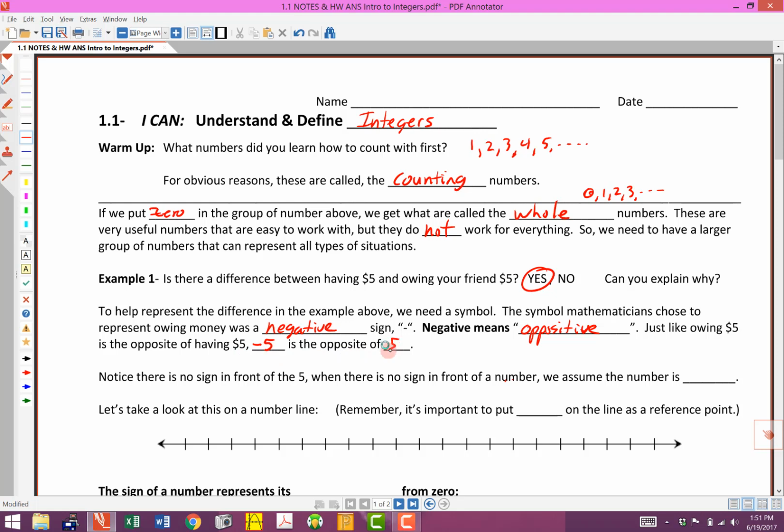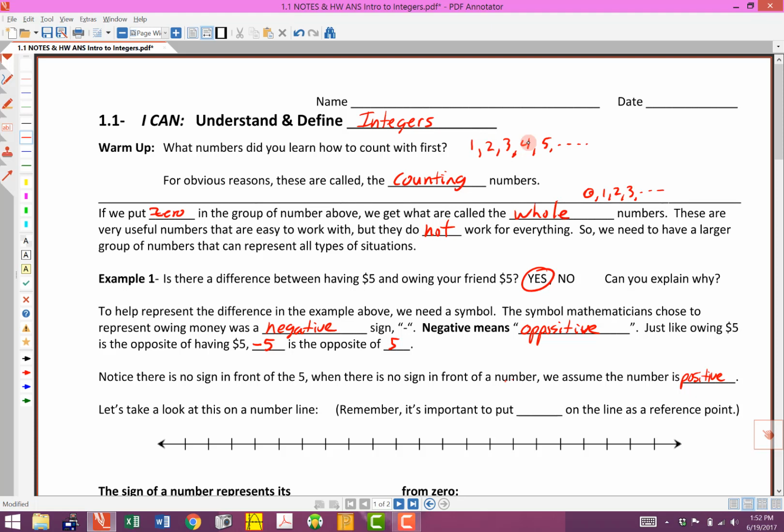Now what I want you to notice is this 5 right here, there is no sign in front of that number. So if there's no sign in front of that number, then we assume that the number is positive. So just like all of these numbers that we've written up here, we'll assume that each one of those is like positive 1, positive 2, positive 3, and so forth.